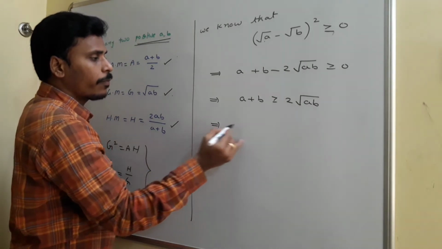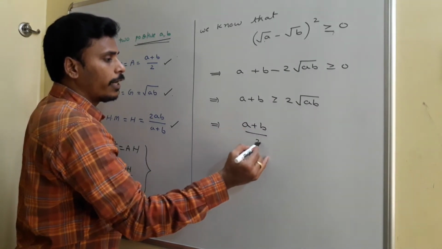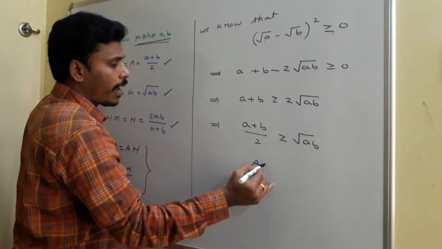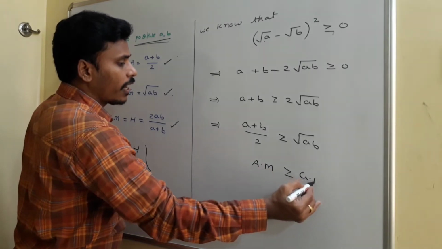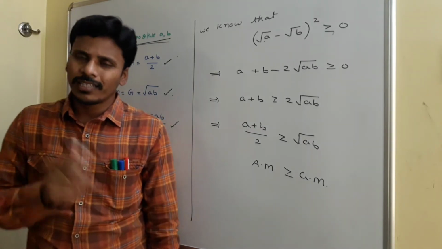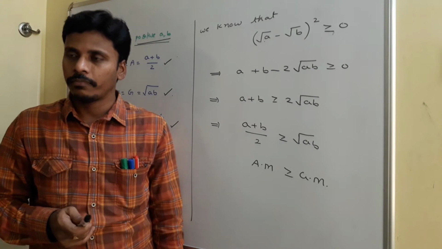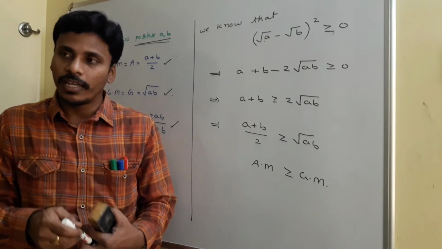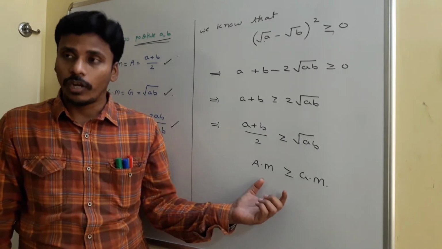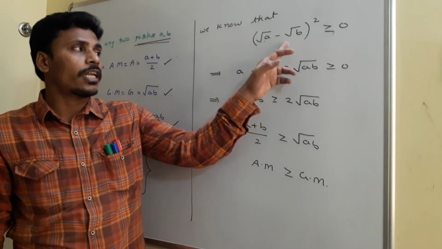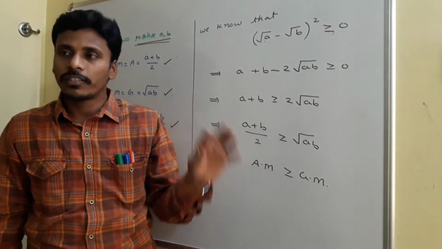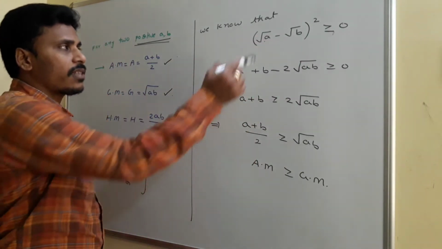And if you send the 2 to this side, it becomes (a plus b) by 2 is greater than or equal to root ab. So the arithmetic mean is greater than or equal to the geometric mean. For any two positive numbers, calculate the arithmetic mean and geometric mean, and you can establish that the arithmetic mean is always greater than or equal to the geometric mean. How do we get this relation? From the identity that (root a minus root b) whole square is greater than or equal to 0.